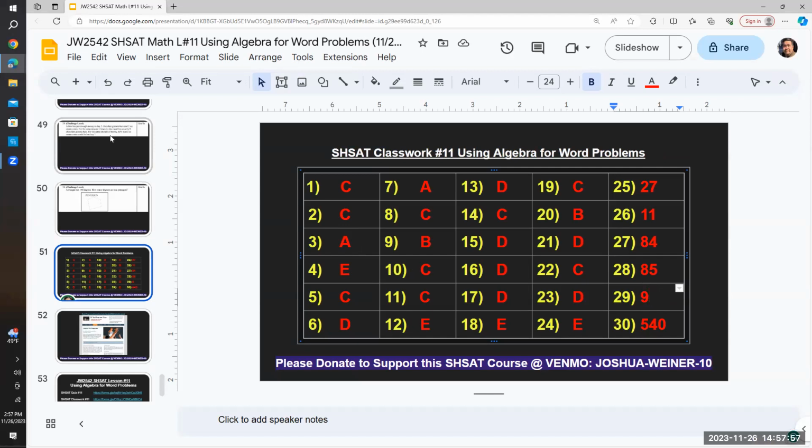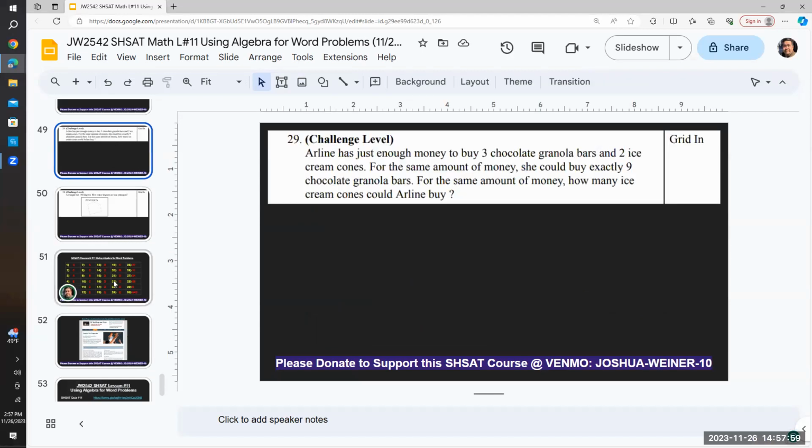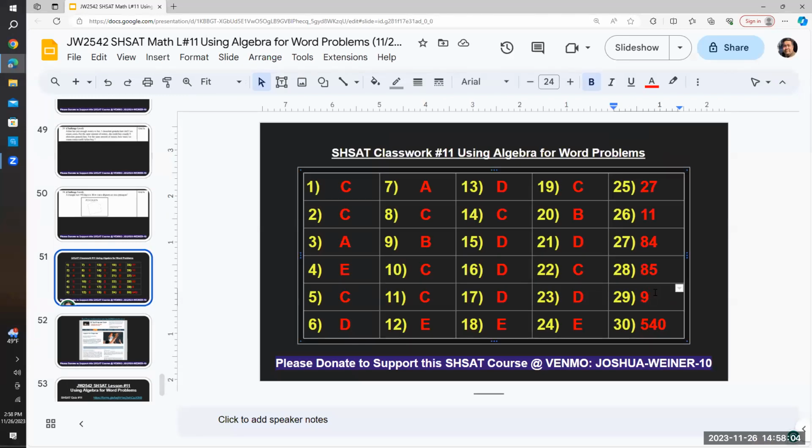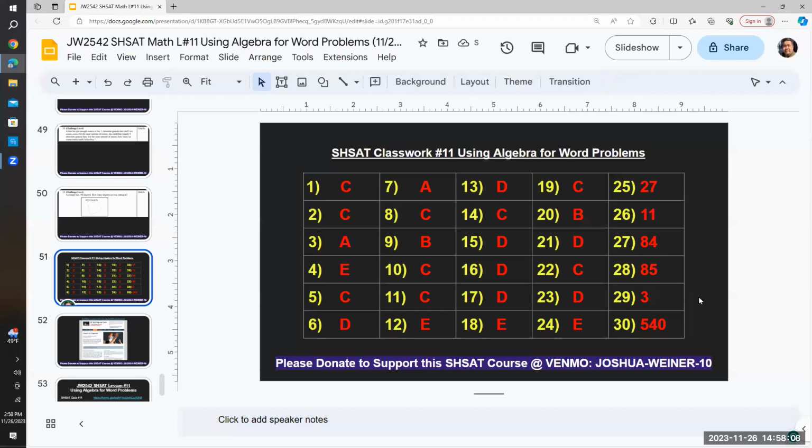Wait, let me check that problem. How many ice cream cones could she buy? Yeah, each ice cream cone is worth 3 granola bars. So the correct answer is 3, not 9. I don't know why it says 9. That's not it. All right. Going back to the core lesson.